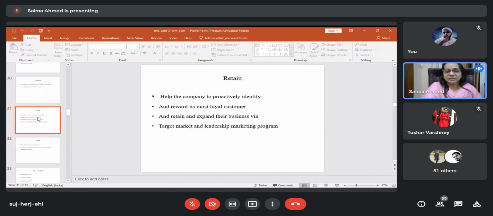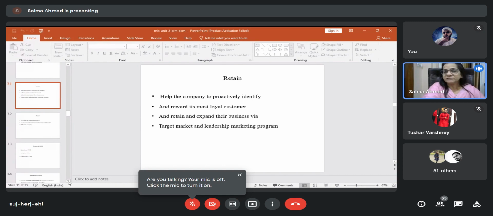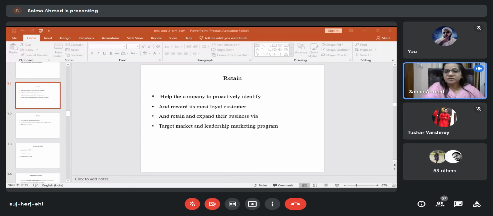And then finally, we do all kinds of things in order to retain him. So we acquire, we enhance, and then retain. Retain helps the company to proactively identify and reward the most loyal customers. Like we talked about Reader's Digest, their strategy is that they use data mining to identify the best customers, and then all kinds of product offerings are first targeted to these customers.